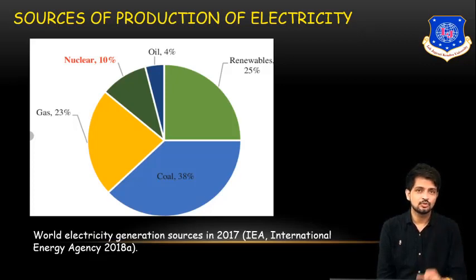This data is of 2017, but now there are some changes. Instead of 10% nuclear, it has become 11%. So 11% of the total electrical energy produced is from nuclear energy. Fine. Let's move further.